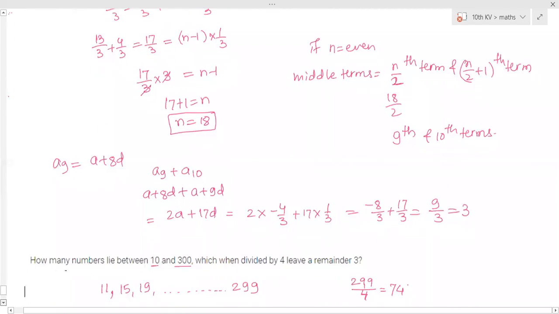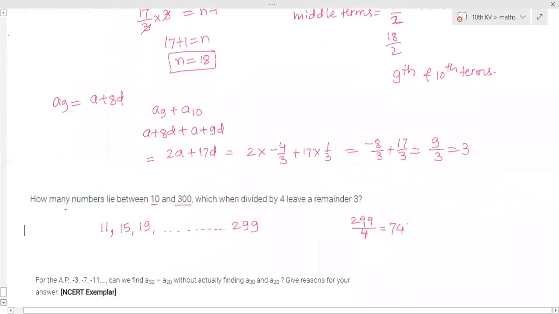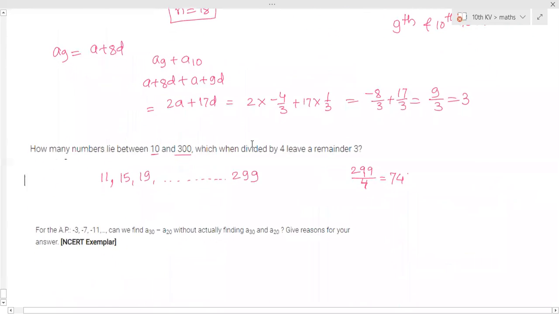Then the next question. Here you have to keep finding it out by yourself. There is no method, no trick to find it. So you have to keep dividing and finding the answers. So next is for the AP. Have you completed this question? Everyone, have you finished? Yes, ma'am.